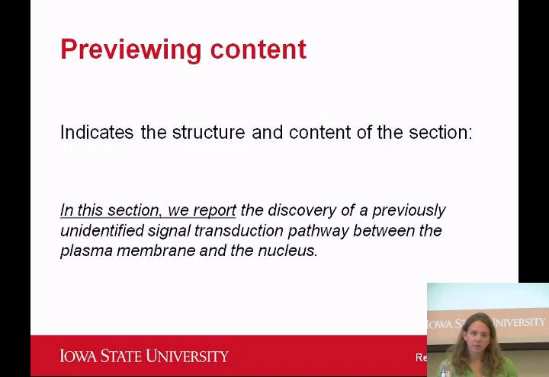Okay, here's the last step we want to talk about in Move 1, and this step is called previewing content. This step really functions to indicate the structure or the content of the entire discussion or conclusion sections. We can use this step to help orient the reader to what is going to happen in this section, and also to highlight noteworthy features of what's going to happen, to draw their attention to certain key things we want our reader to be aware of in our paper. So we've got an example here, and it says, in this section, we report the discovery of a previously unidentified signal transduction pathway between the plasma membrane and the nucleus.